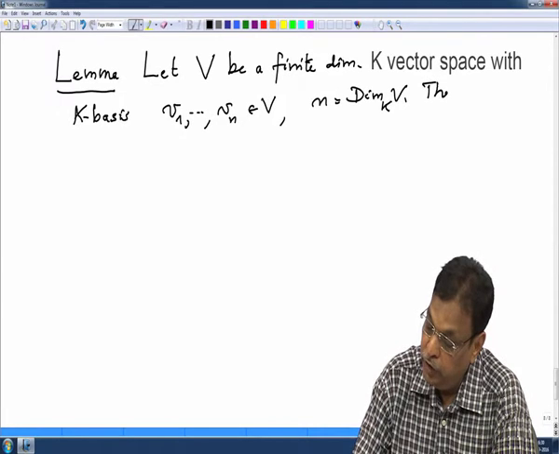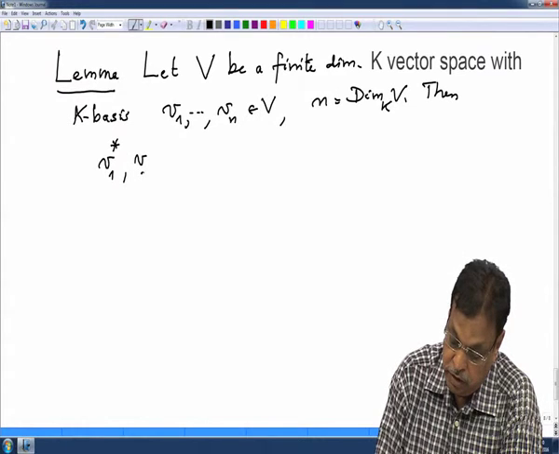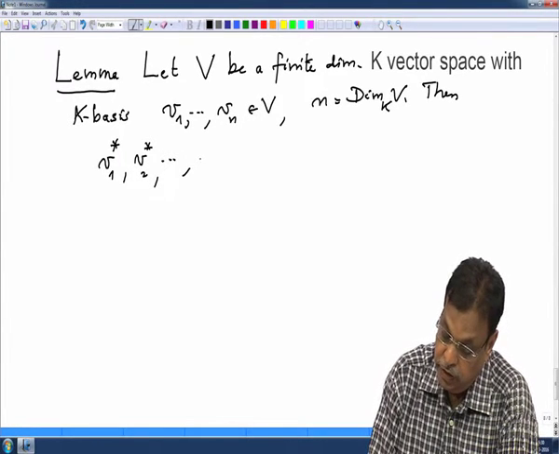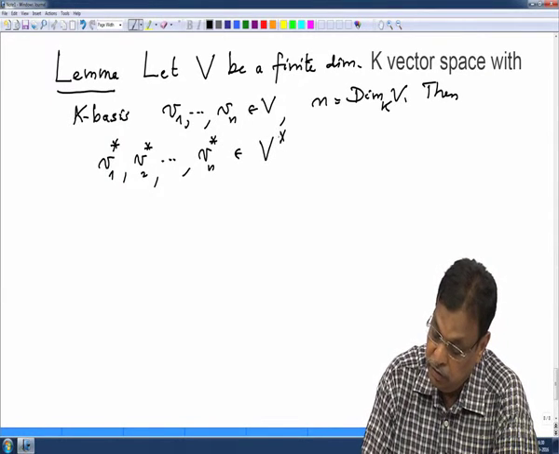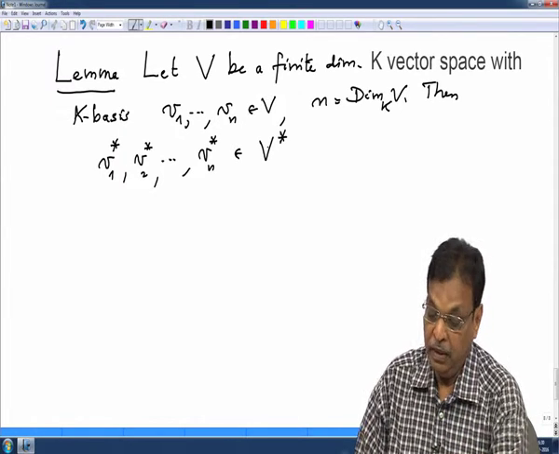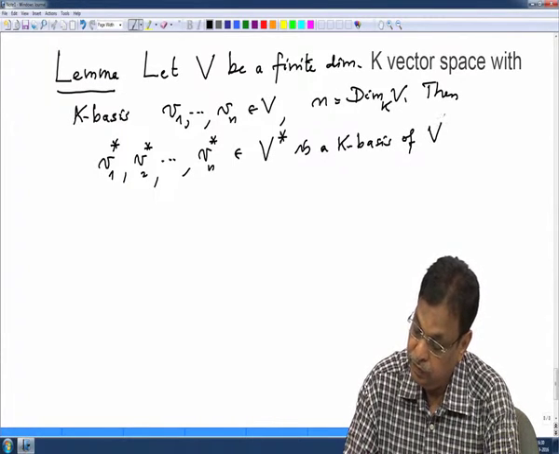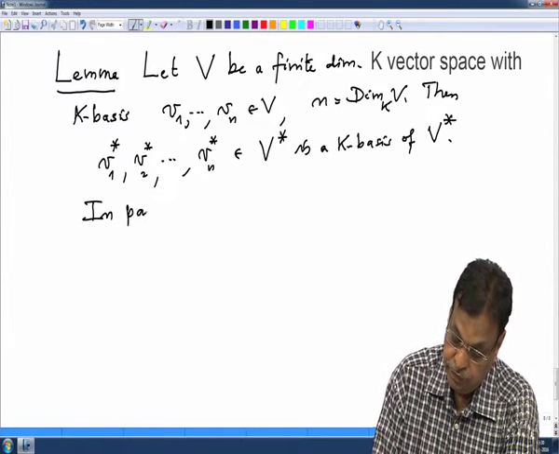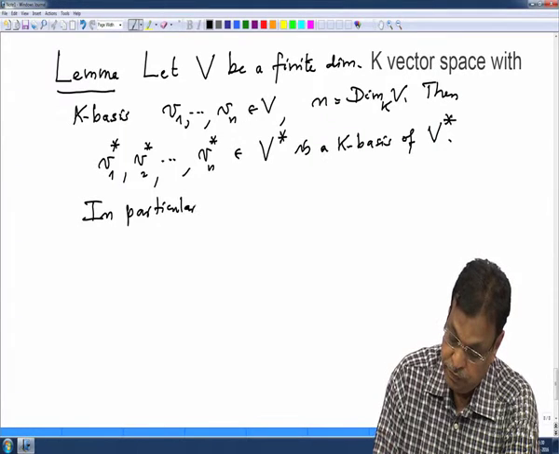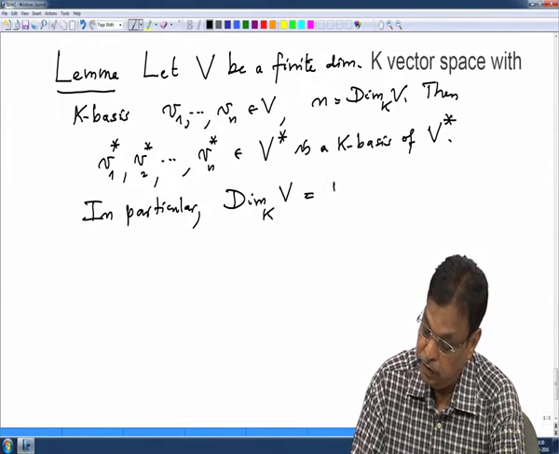Then the coordinate functions we have just now defined, V1 star, V2 star, ..., Vn star, which are elements of the dual space (V star is called the dual space of V), is a K basis of V star. In particular, their dimensions are equal: dimension V equals dimension V star.